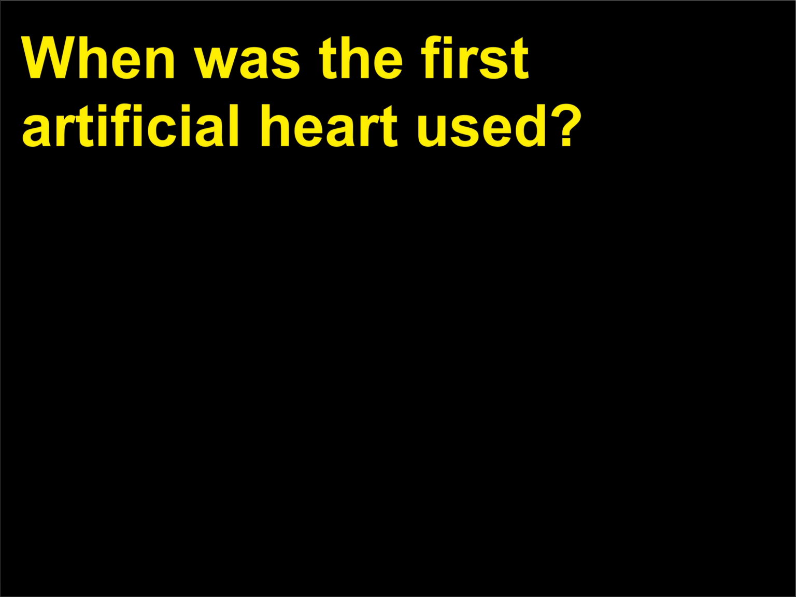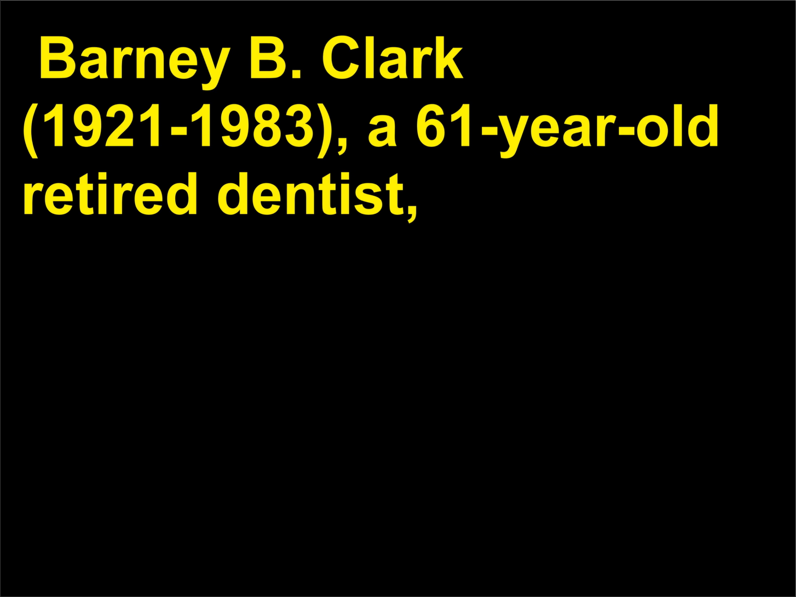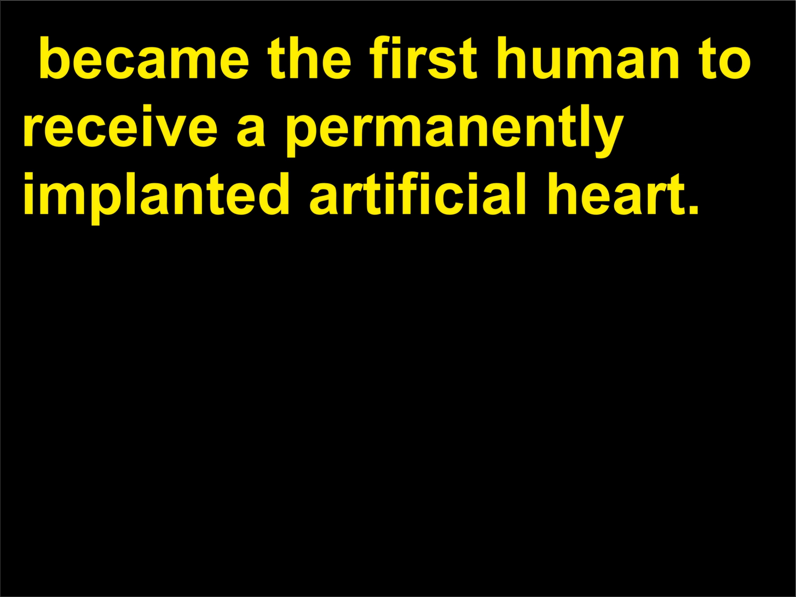When was the first artificial heart used? On December 2, 1982, Dr. Barney B. Clark, 1921 to 1983, a 61-year-old retired dentist, became the first human to receive a permanently implanted artificial heart. It was known as the Jarvik 7 after its inventor, Dr. Robert Jarvik.